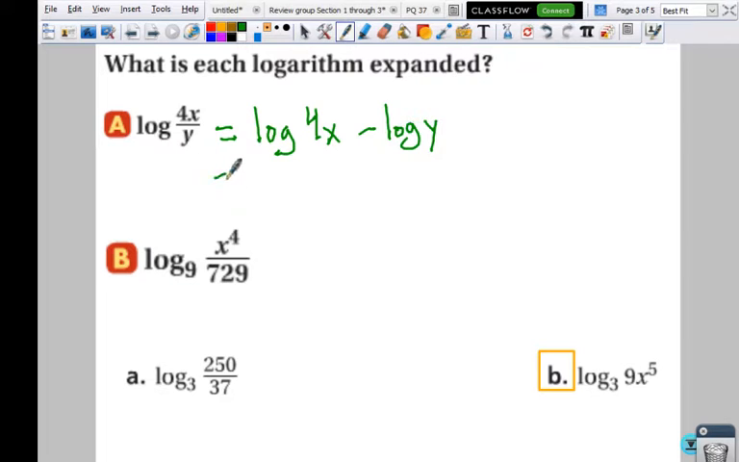And I could keep going, because I have log of 4x. That's the same thing as log of 4 plus log of x, and then I still have minus log of y. Because I have a 4 times x right here, I can use my product rule to split it apart to be log of 4 plus log of x. And this is my expanded logarithm. The reason we do these is sometimes they're easier to calculate. For example, I don't know what the log of 4x is, but I know what the log of 4 is. I can plug that in my calculator. And then it's easier to find log of x and log of y.